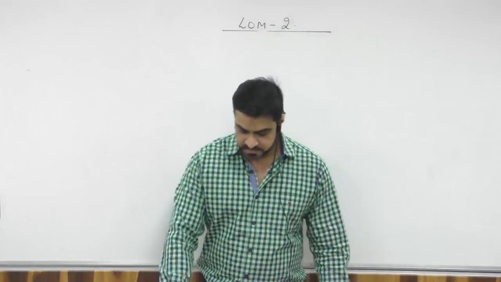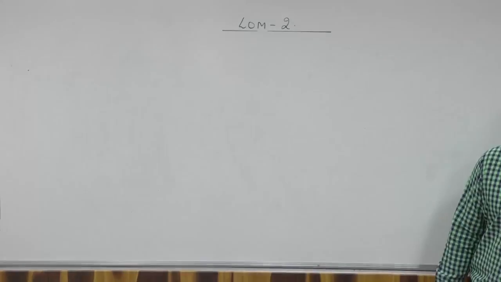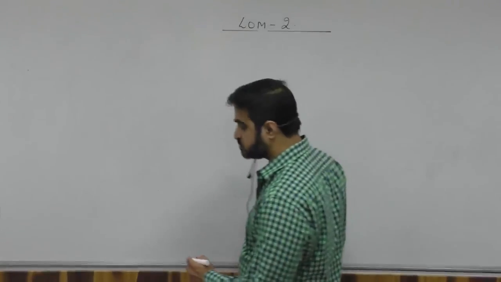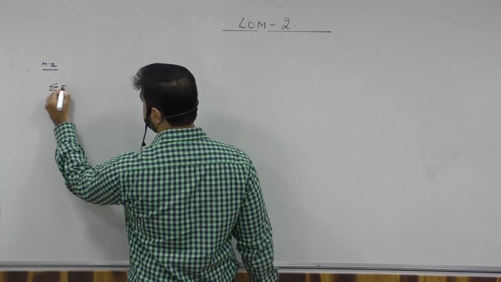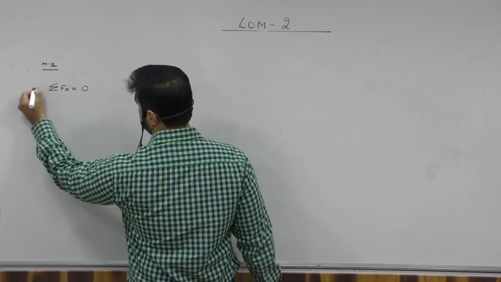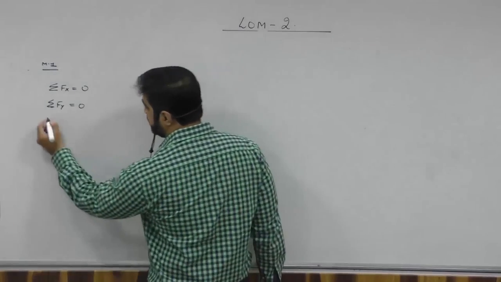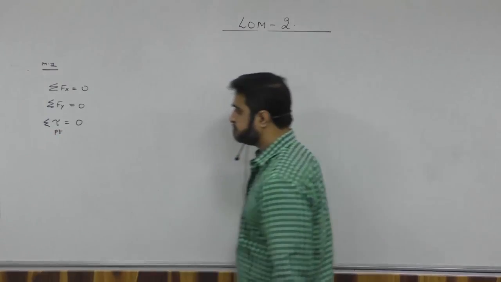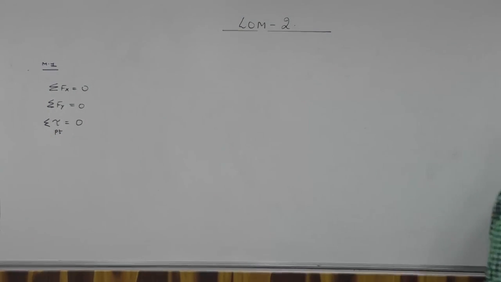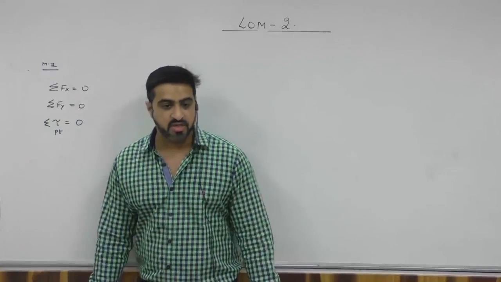Okay. Right? There are three equations formed. First equation, summation fx is 0. Second equation, summation fy is 0. Third equation, summation torque is 0 about any given point. Summation fx is 0, summation fy is 0, summation of moments about any given point has to be 0. Acha, I have spoken about that point also.